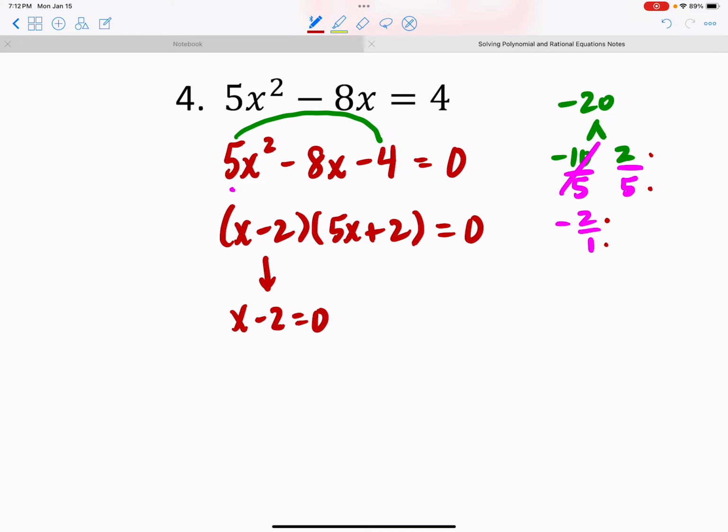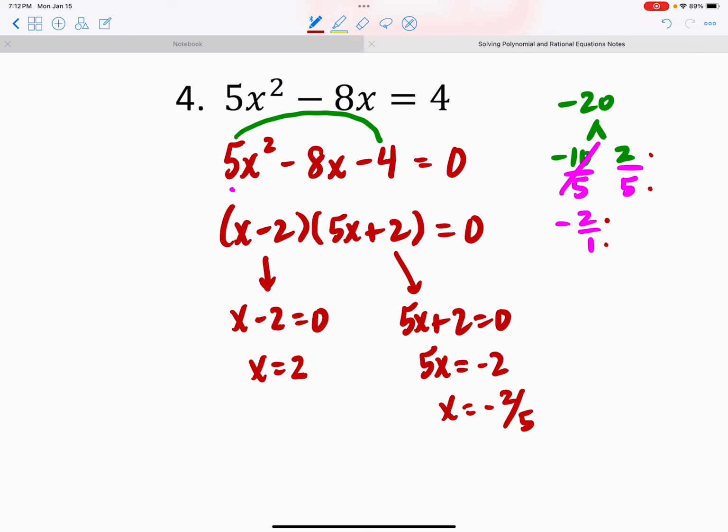Now I can see these solutions very easily, but if you need to do some work here, what is it that's going to make x minus 2 equal 0? Well, I would just have to add that 2, and so positive 2 is a solution. And then what is it that's going to make 5x plus 2 equal 0? Well, in this one I would have to subtract 2 and then divide by 5, so negative 2/5 would be my second solution. So x equals 2, and x equals negative 2/5.